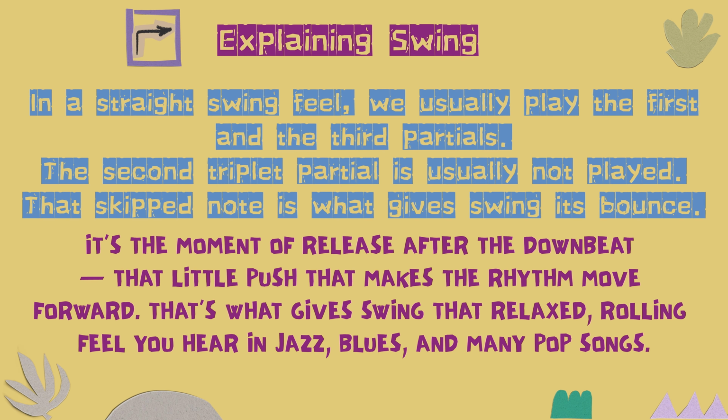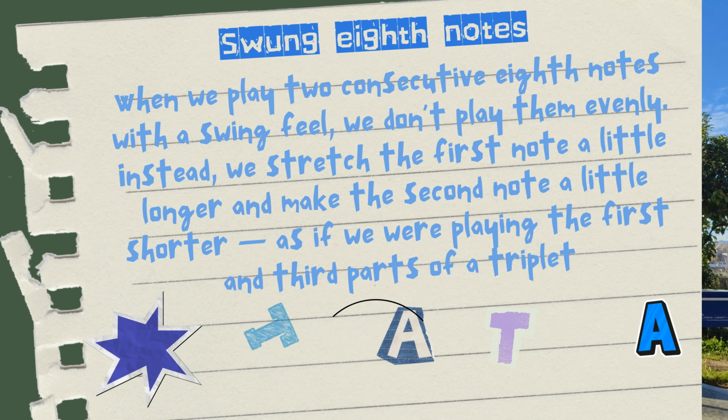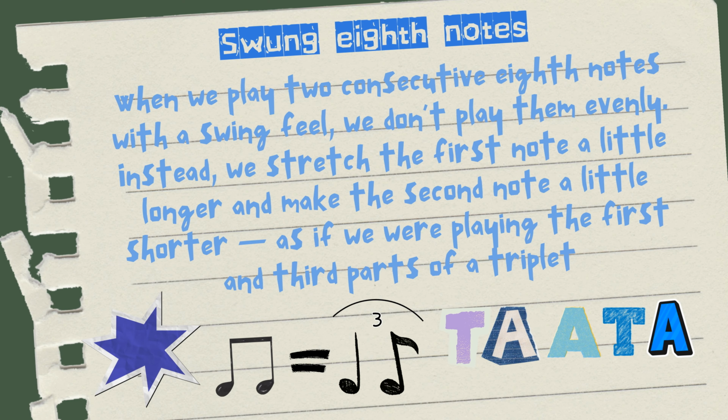In a straight swing feel, we usually play the first and the third partials. The second triplet partial is usually not played. That skipped note is what gives swing its bounce. When we play 2 consecutive 8th notes with a swing feel, we don't play them evenly. Instead, we stress the first note a little longer and make the second note a little shorter, as if we were playing the first and third parts of a triplet.